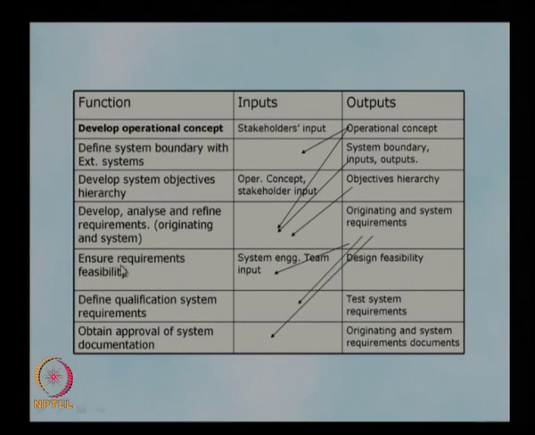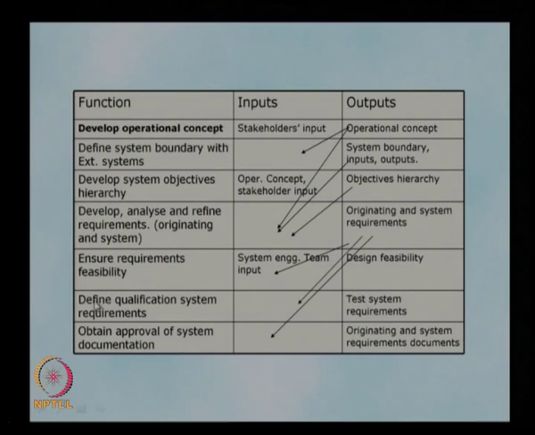Then we go for an analysis of these requirements to ensure that they are feasible and meet the need. That stage is ensure requirements feasibility. Here the system engineering team input is important because the system engineers know whether the requirements really meet the customer needs. So, the system engineering team input as well as the originating and system requirements become the input here, and then we do a design feasibility analysis.